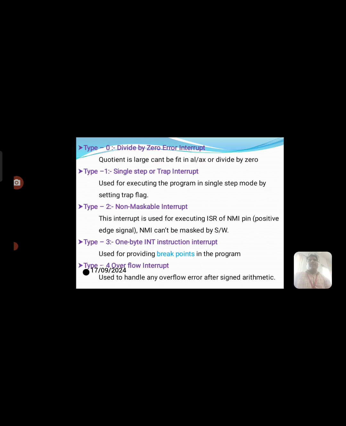Type 0 is called divide by 0 error, type 1 is called single step or trap interrupt, type 2 is called non-maskable interrupt, type 3 is called 1 byte instruction, and type 4 is called overflow interrupt.